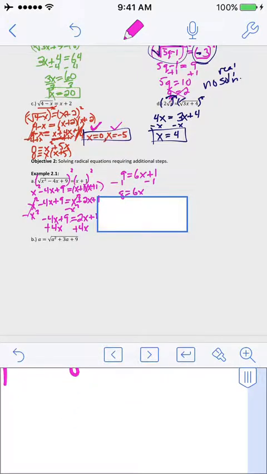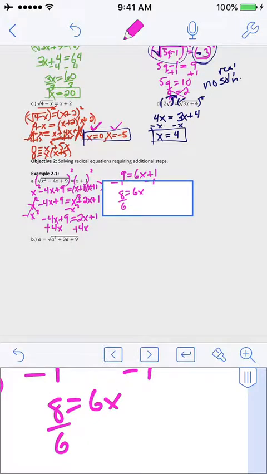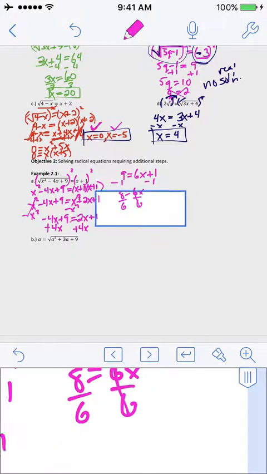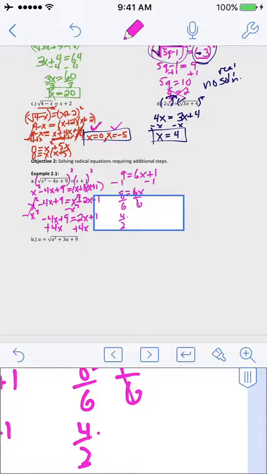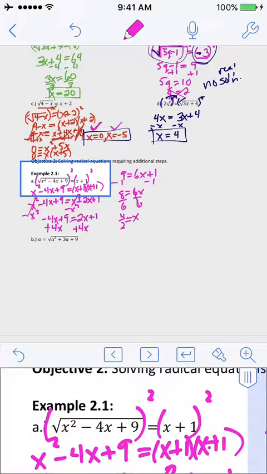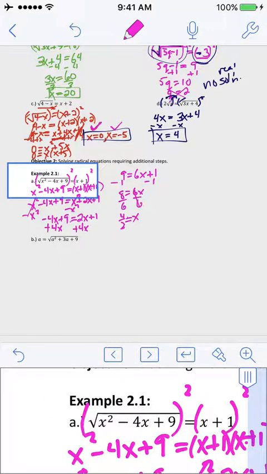Or in other words, 8/6, or 4/3 is equal to x. Alright, now before I go boxing anything, I gotta double check that's not gonna be a problem. On the right hand side, all positive. Doesn't matter. There's not even a radical on the right hand side. I don't need to worry about that.